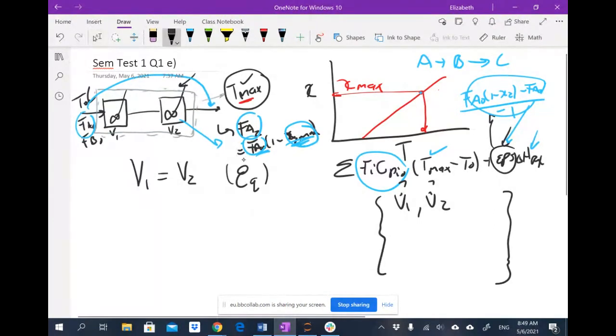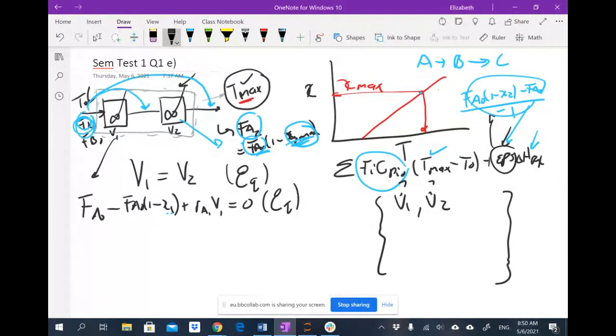What else did I know? I know the mole balance for reactor 1. For reactor 1, FA naught minus FA naught, and I'm going to write all my mole balances in terms of the conversion based on the inlet flow rate. So this X1 is now over my first reactor, and I can say the rate in reactor 1 times the volume 1 must be equal to 0. That gives me another equation. If I look at the unknowns in that equation, it is X1, and I also do not know my rate.